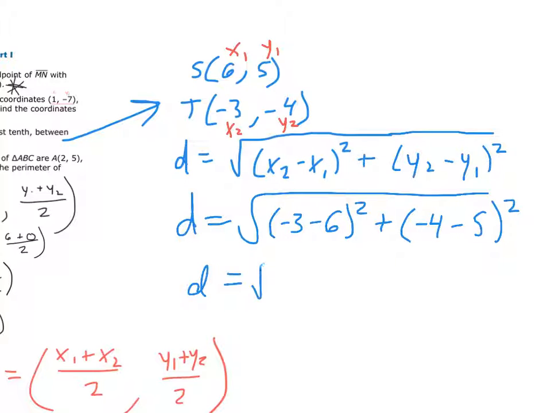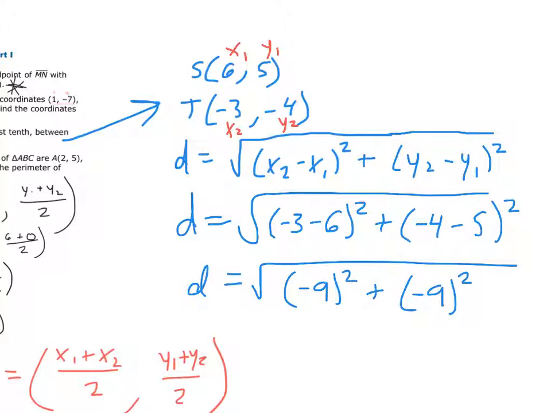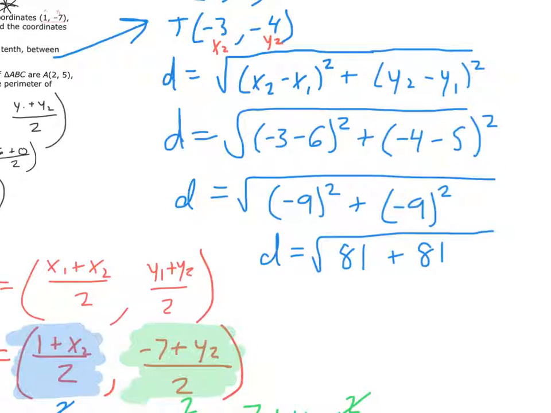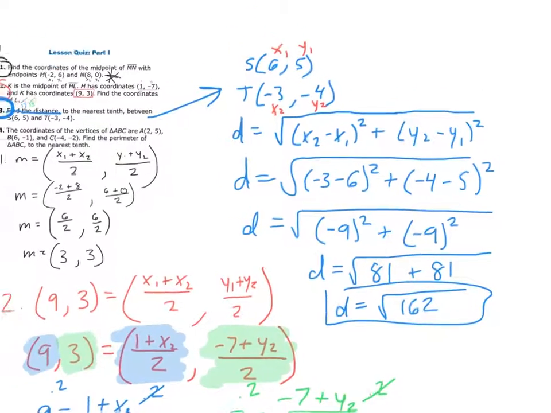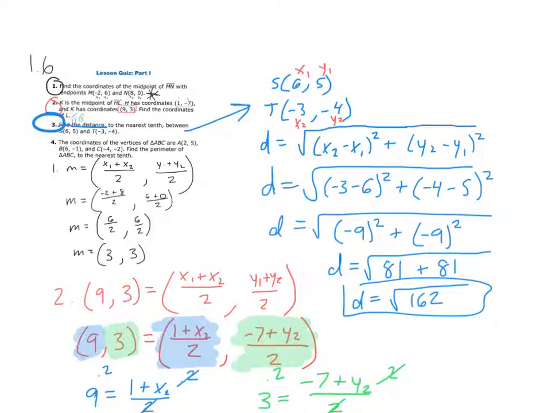So D is equal to the square root of (-3 minus 6, which is -9) squared plus (-4 minus 5, which is -9) squared. So D is equal to the square root of 81 plus 81. So the distance is equal to the square root of 162. And you can just leave your answer like that. You don't need to simplify any further. So the distance between S and T would be the square root of 162.